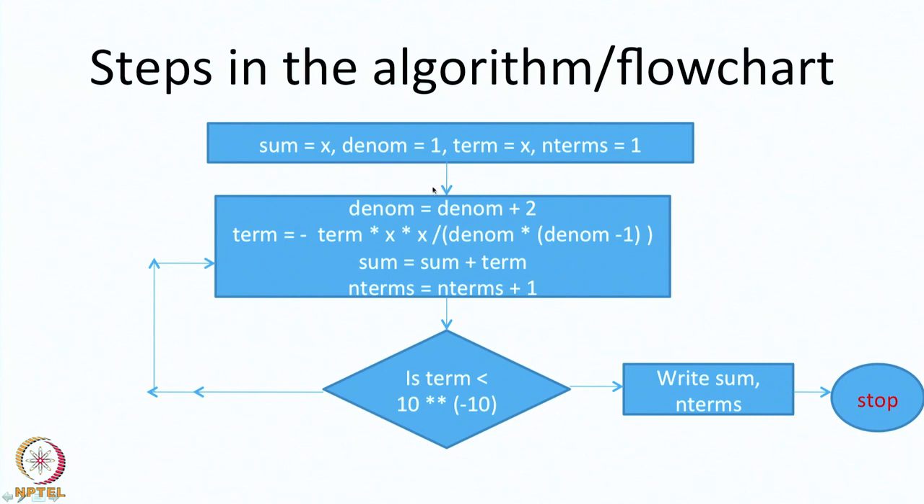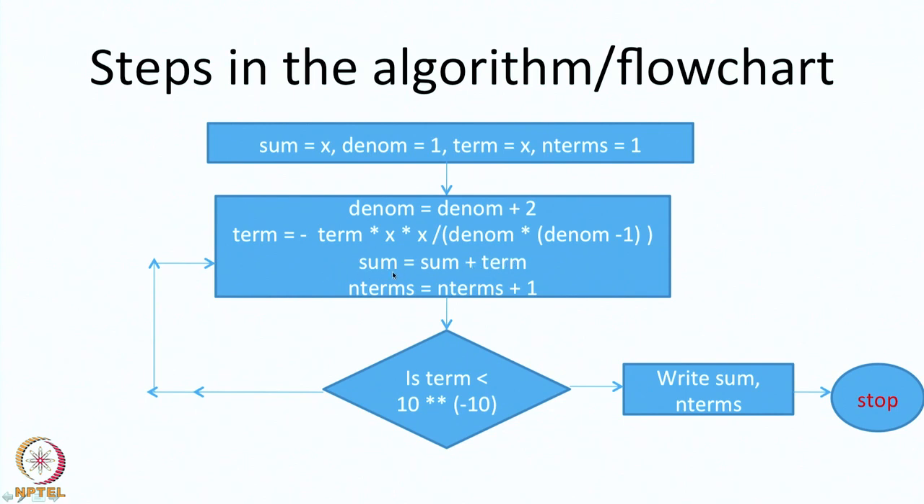So, the first term was x. So, the next term will be minus x, this term is x, into x square. So, that is minus x cubed divided by 3 into 2. So, the second term is minus x cubed by 3 factorial. So, this new value of term I add to the sum. Sum is equal to sum plus term. So, this value of sum is x minus x cubed by 3.